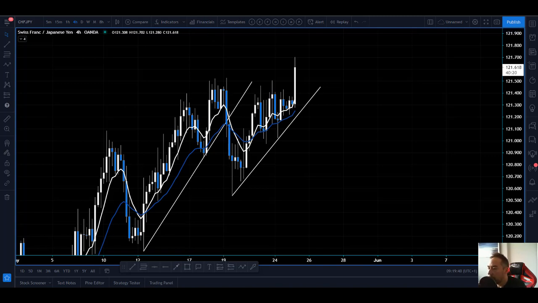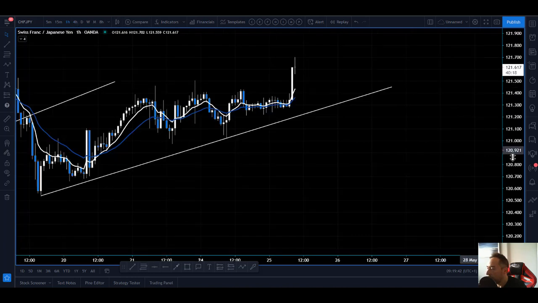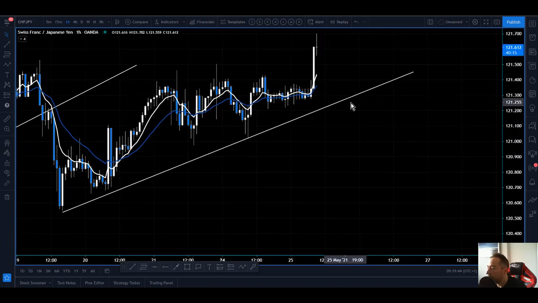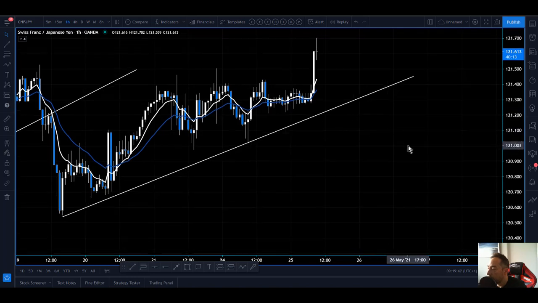We'll keep our eyes open for Swiss yen. Keep your eyes open for a close below this hourly trend line, because it could be the one that actually goes and pulls back into those bigger term moving averages.